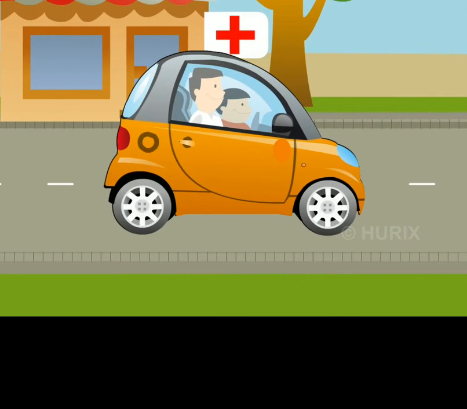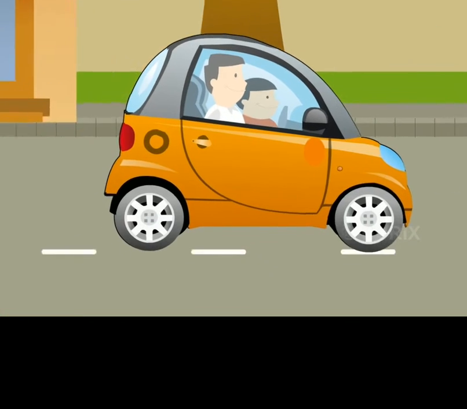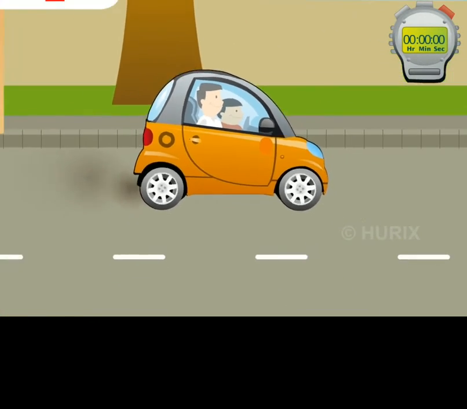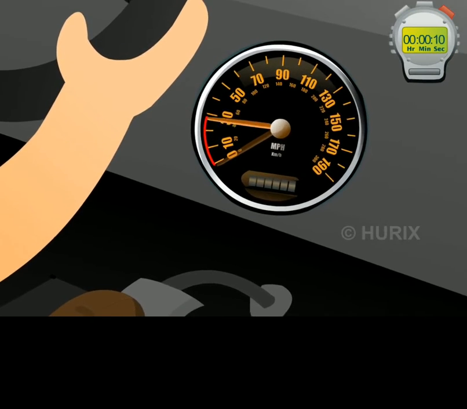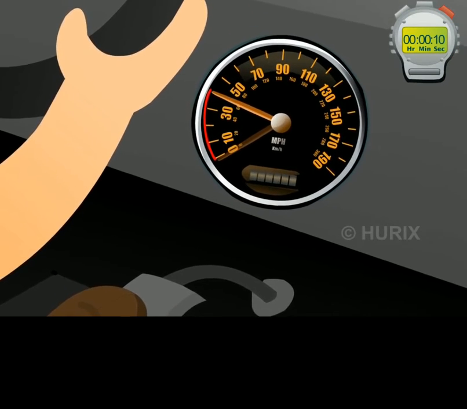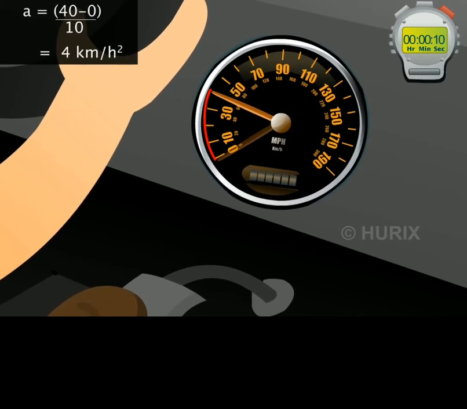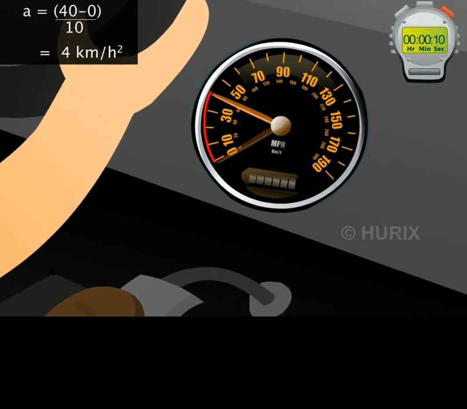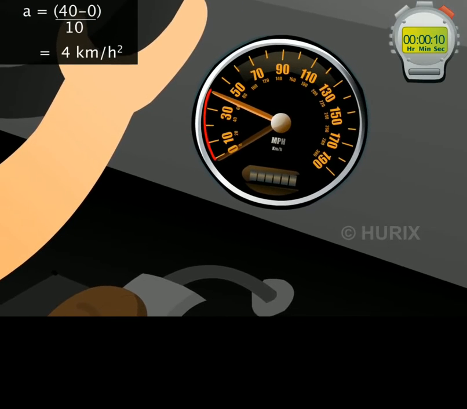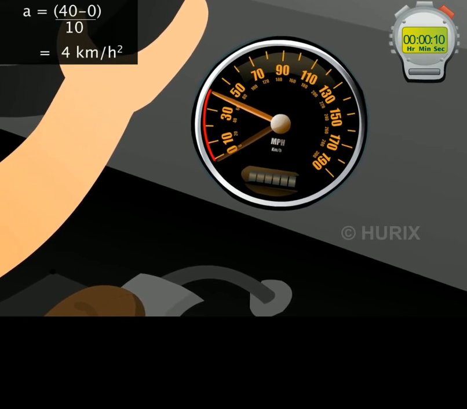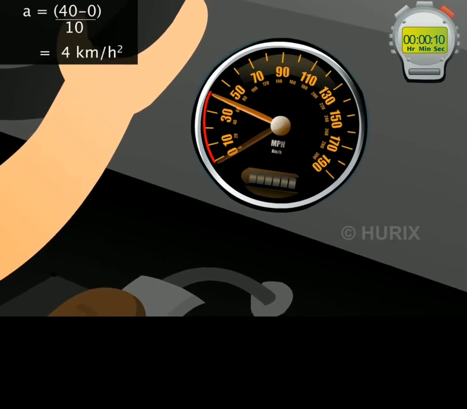Now look at this stationary car. The driver has started the car, and in 10 seconds he increases his velocity from 0 to 40 kilometers per hour. So he was increasing his velocity at the rate of 4 kilometers per hour every second. In other words, the car's acceleration was 4 kilometers per hour squared.